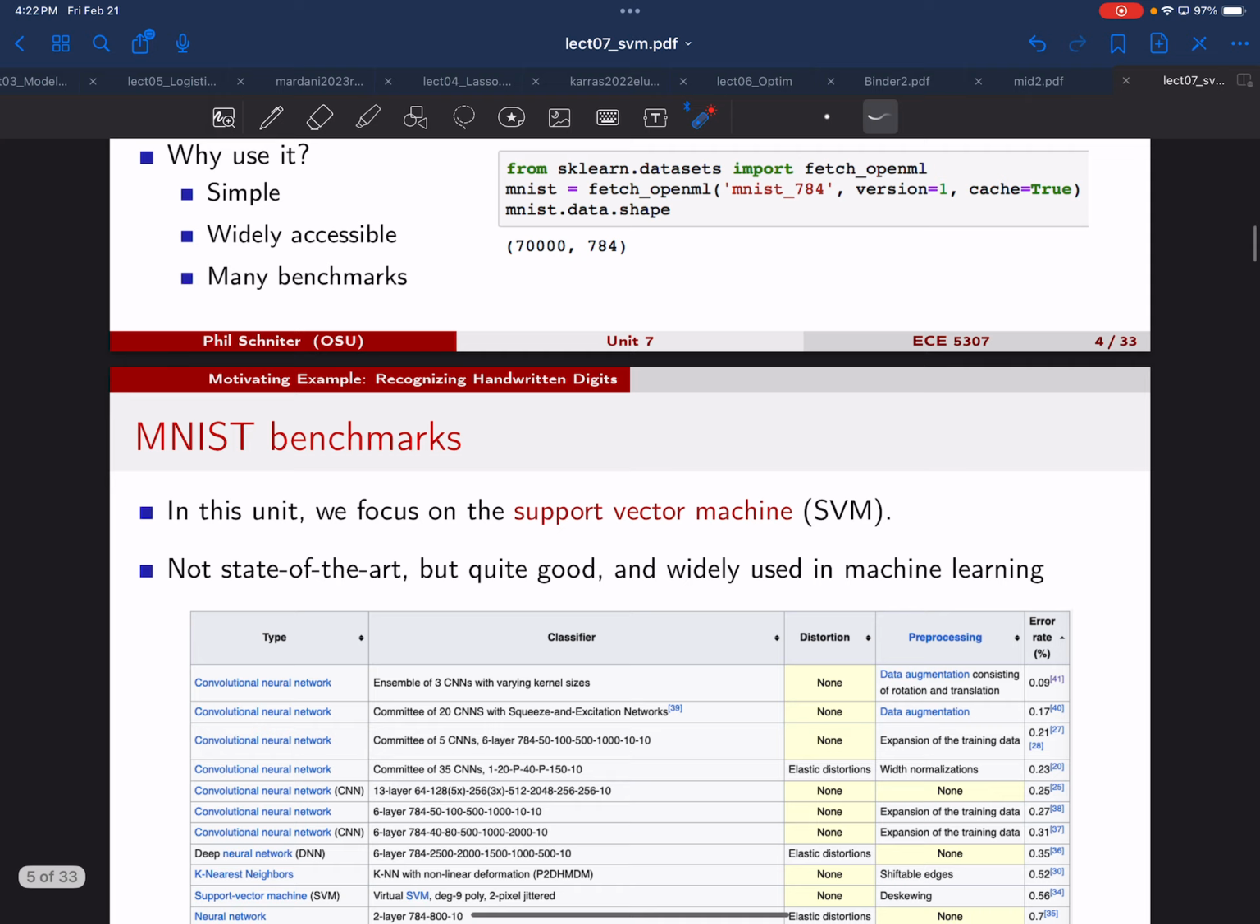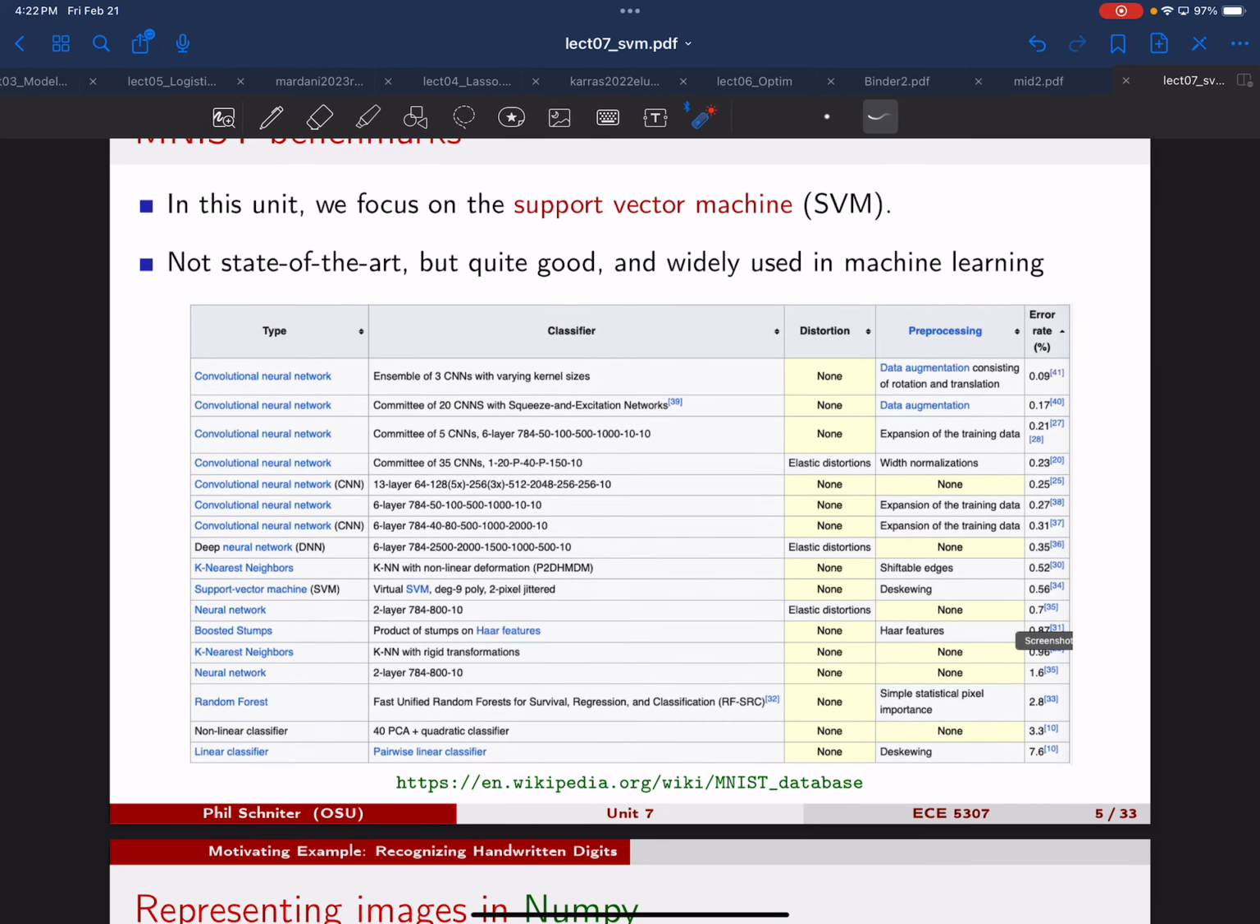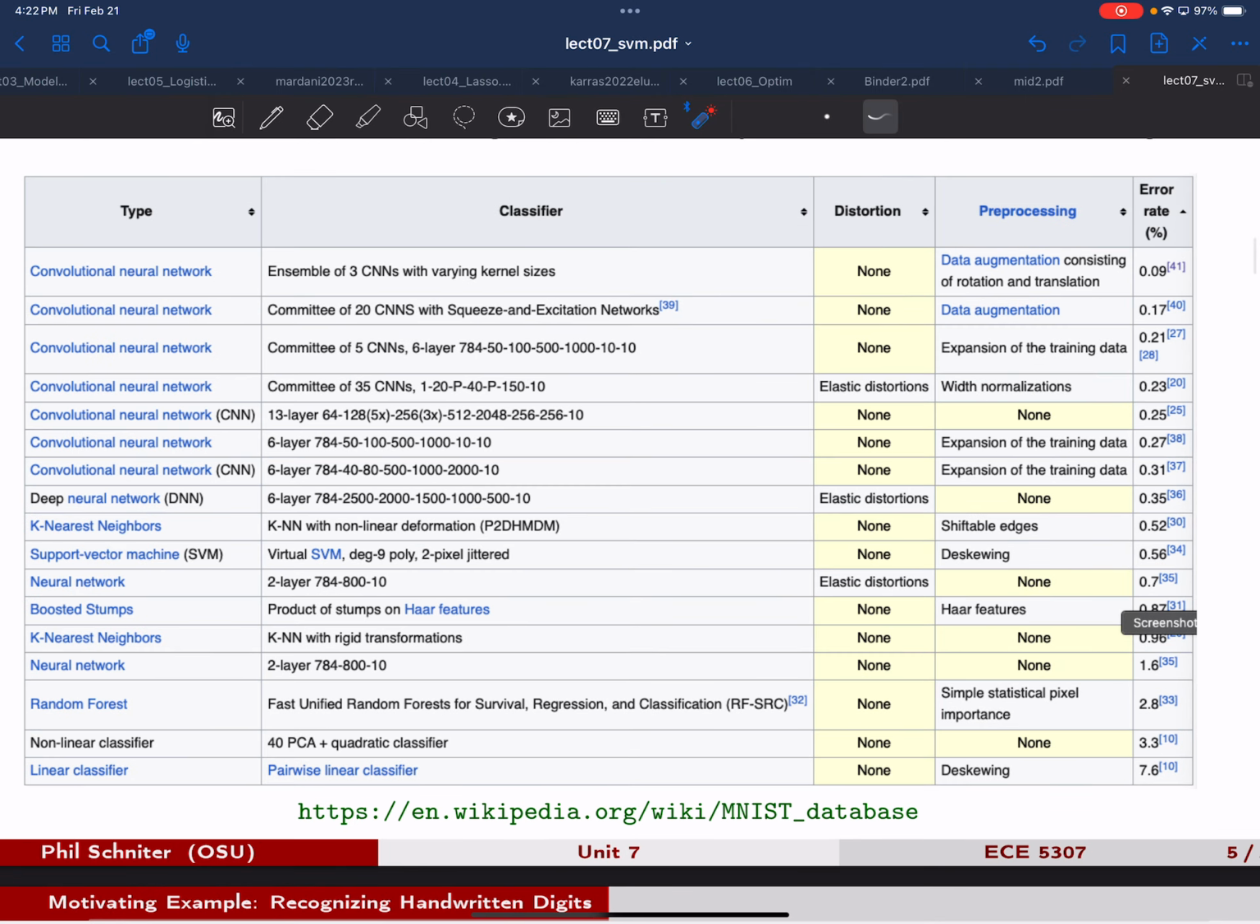If you go on Wikipedia, you can find a page about this data set that has a table of at least, I don't know how exhaustive this is, but someone has been updating this table with the performance of different methods. And if you look on the bottom of the table, which is sort of the bad stuff, linear classifier. So this is pairwise linear classifier, so that would be not the one versus rest, but the one versus one classifier we talked about. That's getting like a 7.6% error rate on this data set.